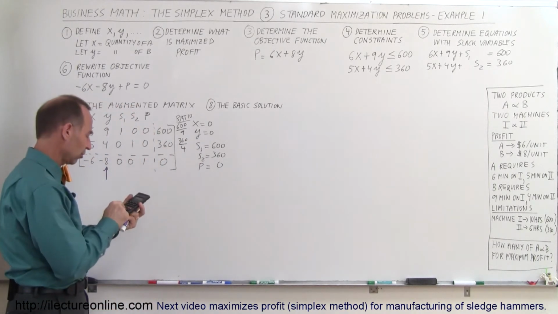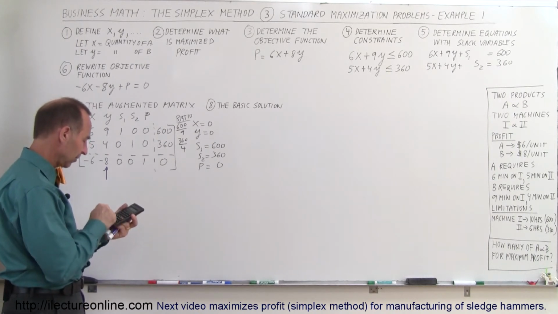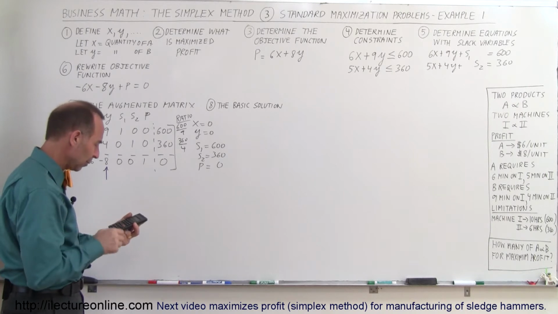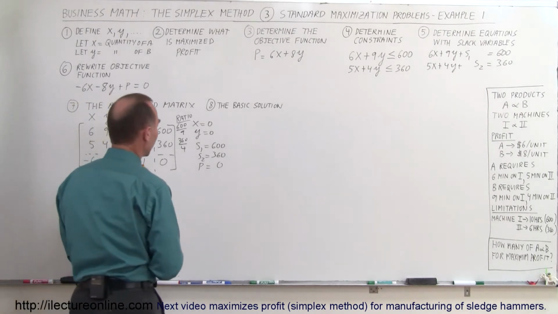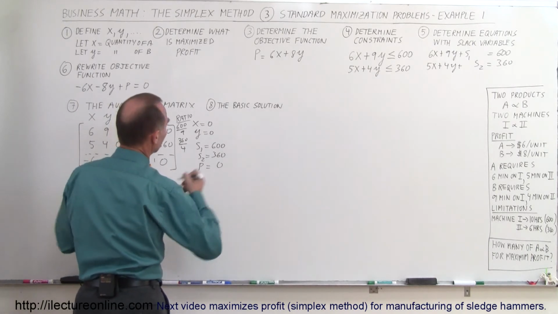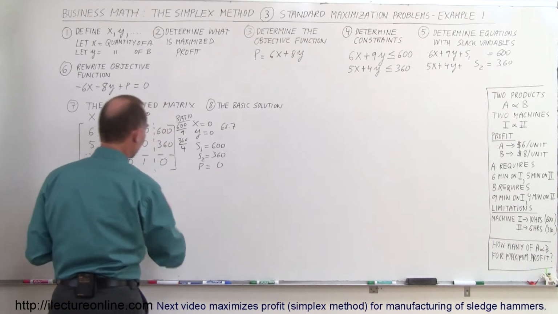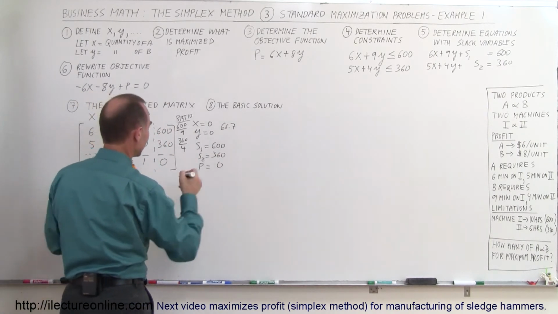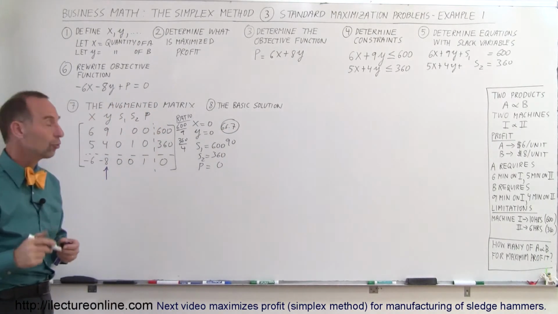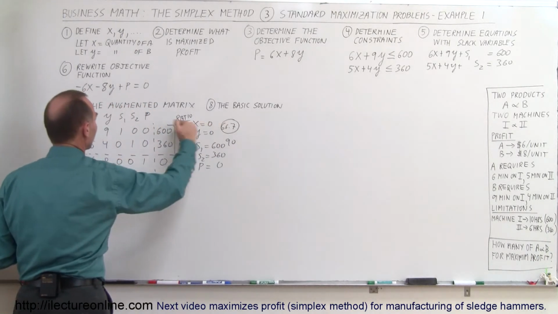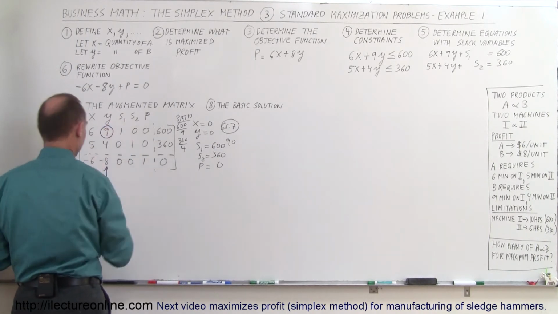If you're not sure, you just go 600 divided by 9 equals 66.7. So let's write that ratio down. So this is 66.7 for the first row, and 360 divided by 4, that would be 90, right? So this is the smallest ratio, which means we're going to pivot that number in that row. We're going to pivot this number right here.